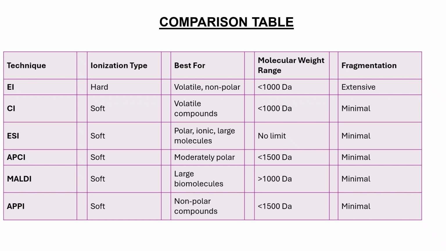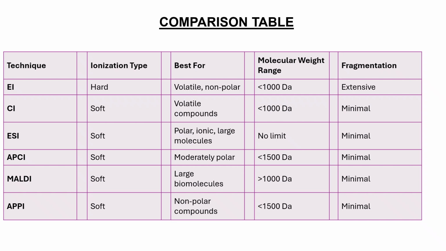Okay, so let's put all this together in a comparison table so you can see the difference at a glance. Electron ionization is hard ionization, best for volatile non-polar compounds under 1000 Daltons with extensive fragmentation. Coming to chemical ionization, it is a soft ionization technique, also for volatile compounds under 1000 Daltons but with minimal fragmentation.